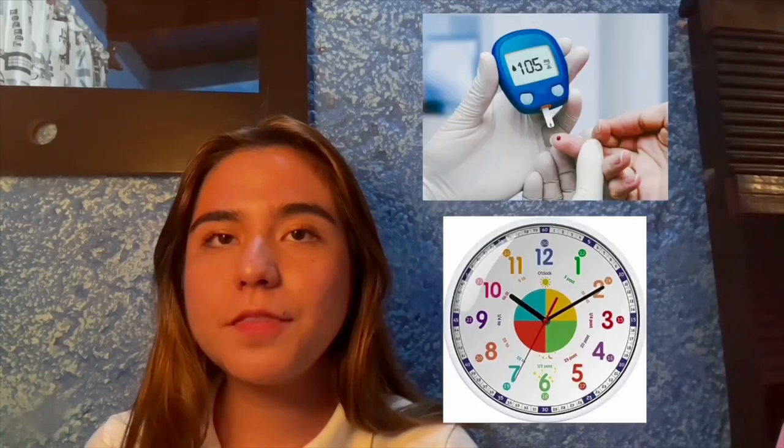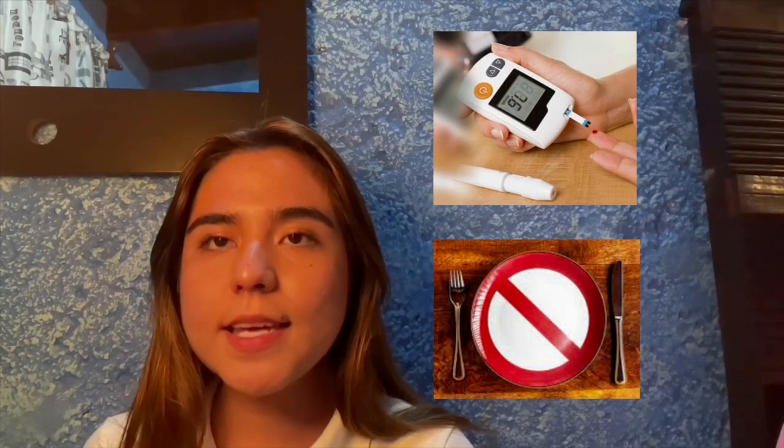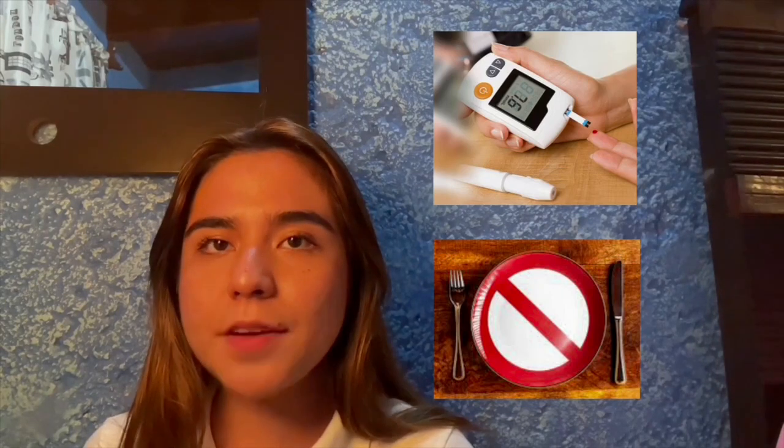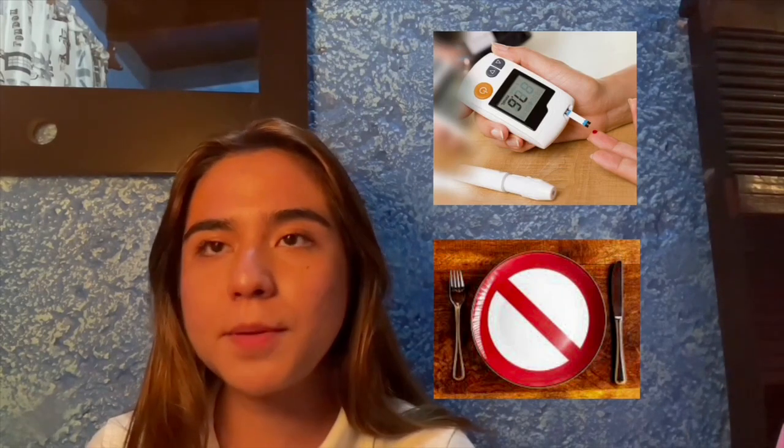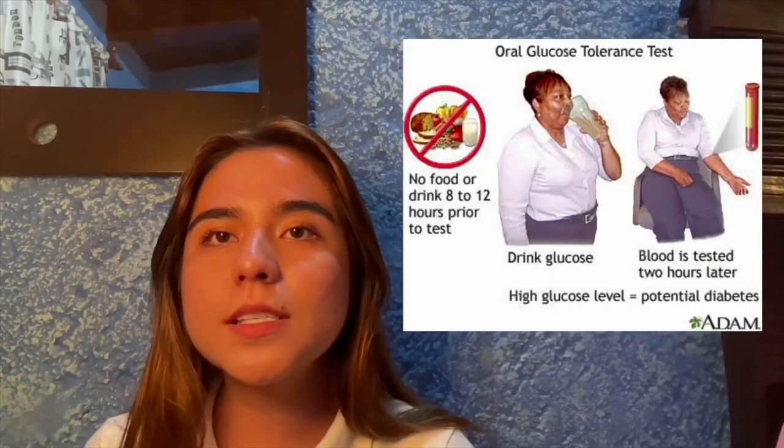Continue with the diagnosis. We have three. The first one is the random blood sugar test. A blood sample will be taken at a random time. The second one is the fasting blood sugar test. A blood sample will be taken after you haven't eaten anything the night before. And the third one is the glucose tolerance test.